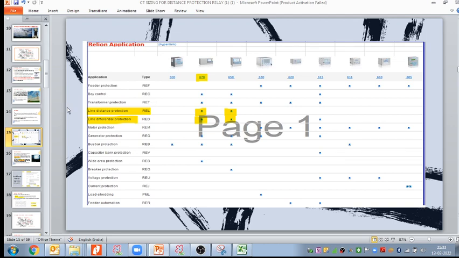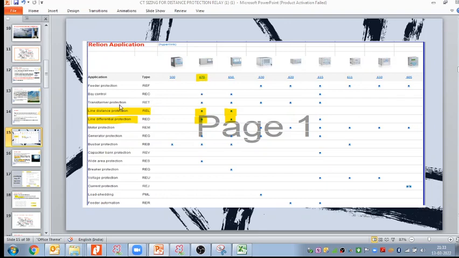Yes, Mehul. REF615 is more famous, which is also my opinion. REF615 is what we take. When it comes to bay control, we take REC, and again we have many options, but generally REC670 is more famous. So REC670 we take for the bay control.